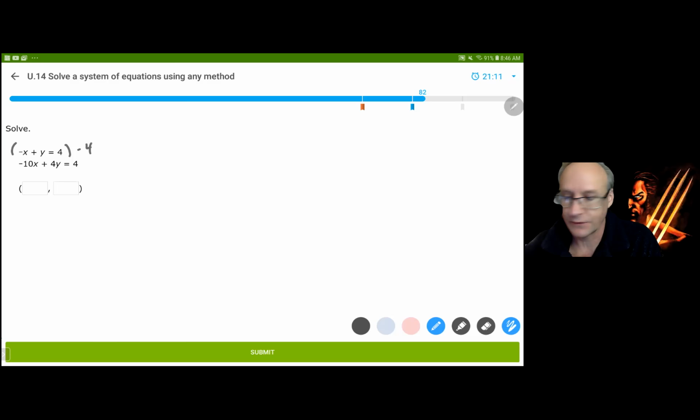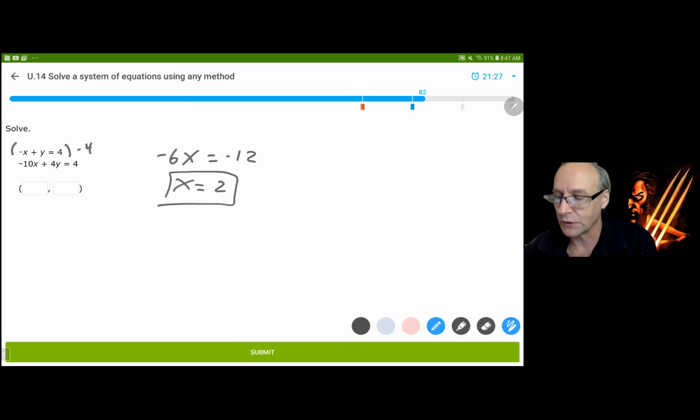I'm going to multiply and add at the same time. I hope this is clear enough. So that's going to give me -6x, and the y's are going to cancel, and I'm going to get -12. So x is equal to 2. If you need to see it, go ahead and distribute the -4 to all the terms and add them together. You'll see that it works.